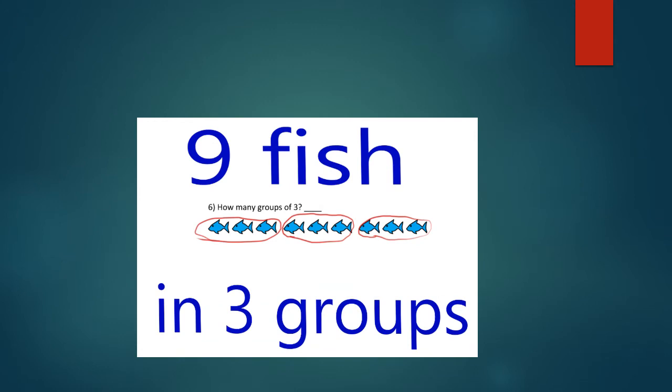If you said there are 3 groups, then you are right. Now we can look again. There are 9 fish, and we put them in 3 groups. There are 3 fish together inside of one group. We divide 9 fish by 3 groups.